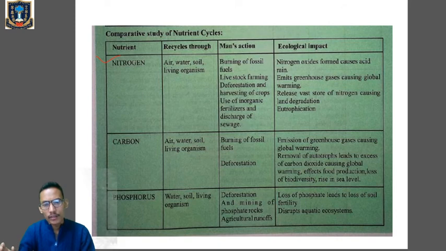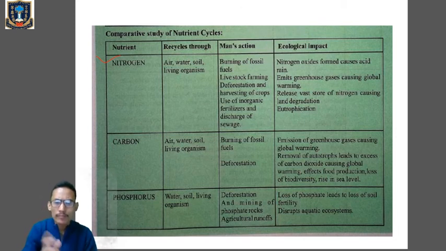What is the impact on ecosystems? Nitrogen oxides form acid rain, and acid rains are very harmful to our vegetation, right, to the monuments or the buildings. It emits greenhouse gases causing global warming, and releases vast stores of nitrogen causing land degradation. It causes eutrophication, okay, the growth of algae or unwanted weeds or plants on the water body.